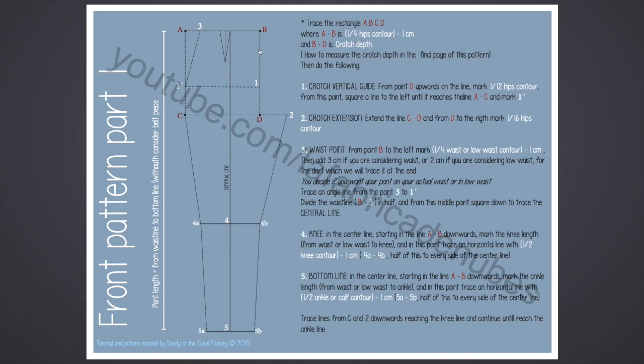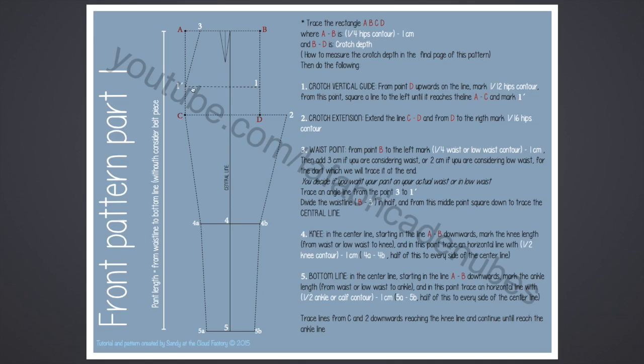Then once you have this angle, only square lines, this one and this one, to construct your rectangle. And then let's follow the numbers I put here in the same order to mark these points. The point number 1 is a crotch vertical guide, and we have it over here. To mark it, starting from the top in this line, you have to divide your hips contour by 12 and mark the result here.